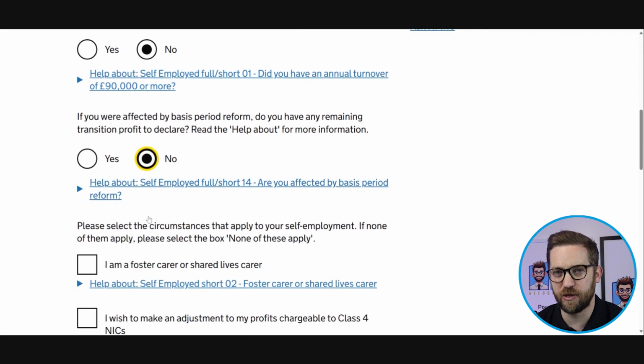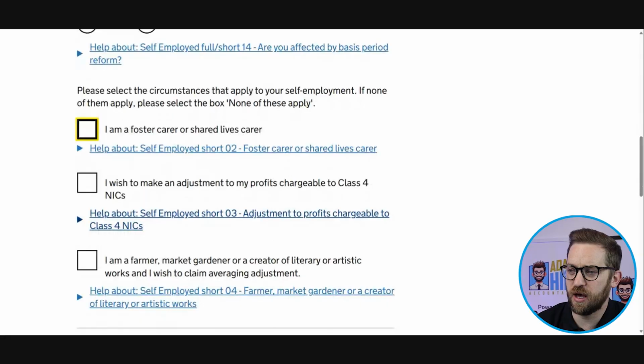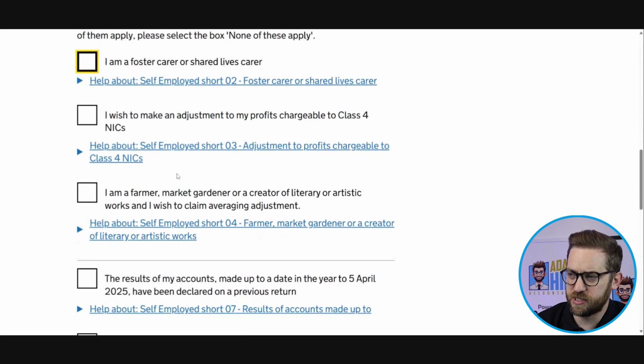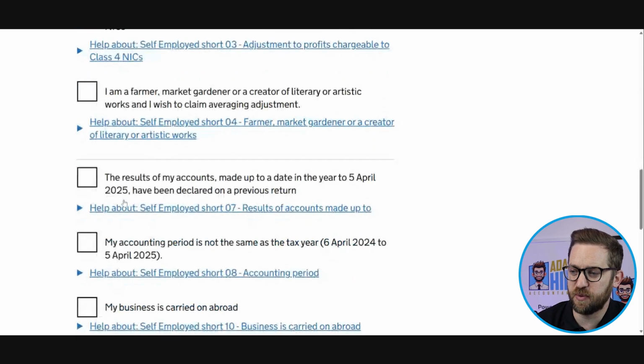If you are already preparing your tax return or your numbers to the 31st of March or the 5th of April, it wouldn't have applied anyway. And then if any of the statements below apply, so if you're a foster carer or shared lives carer, or you wish to adjust the profits chargeable to class 4, you would tick one of these boxes.